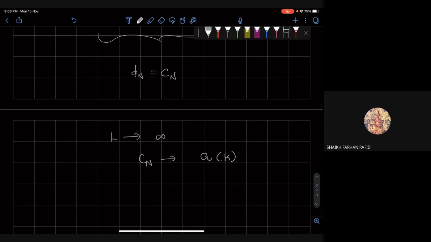About Parseval's identity, is that just saturated Bessel's identity? Yes. Okay. All right. Any other questions?